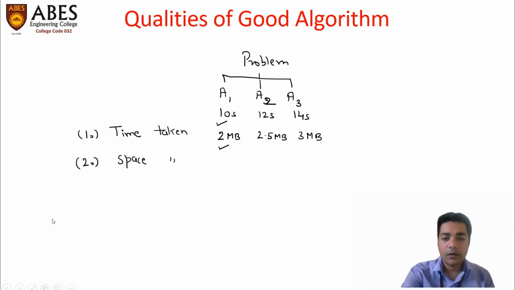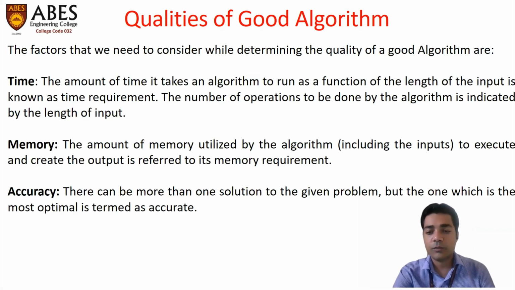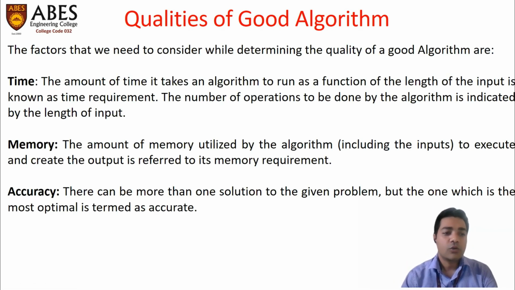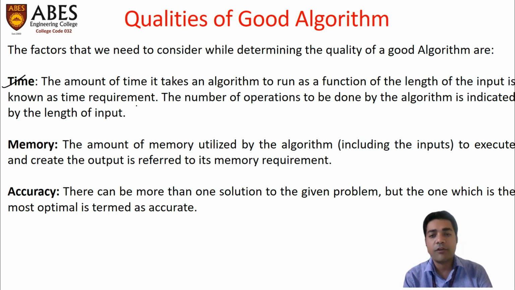Let's go to some specific definitions. In the time part, the amount of time it takes an algorithm to run as a function of the length of the input is known as the time requirement. The number of operations to be done by the algorithm is indicated by the length of the input. So how big the input is also determines how much time the algorithm is going to take to run in the computer.